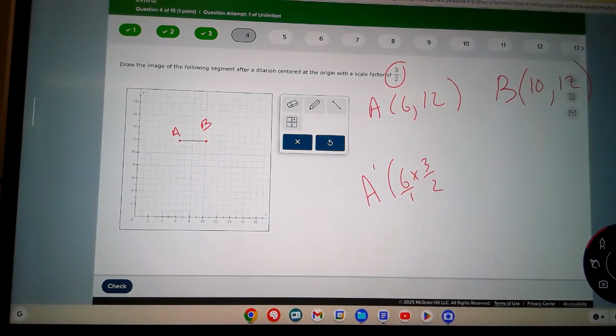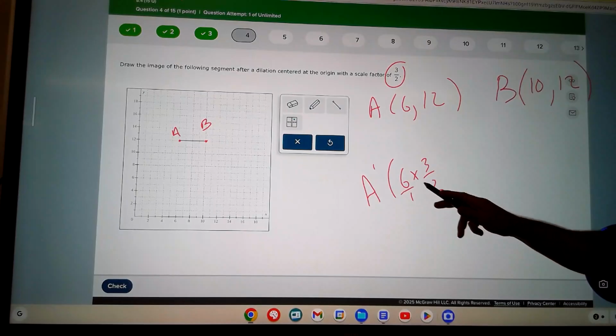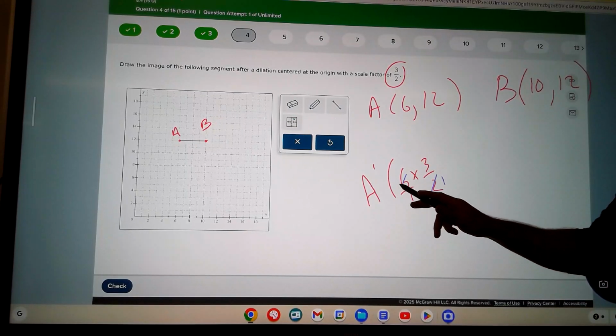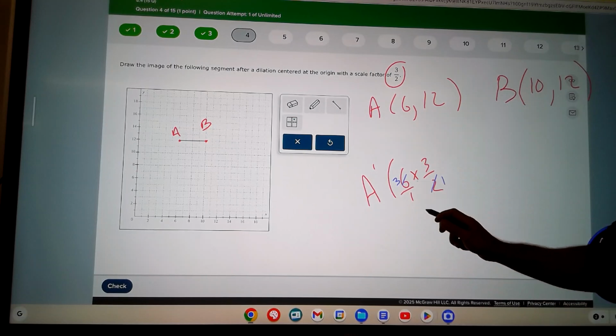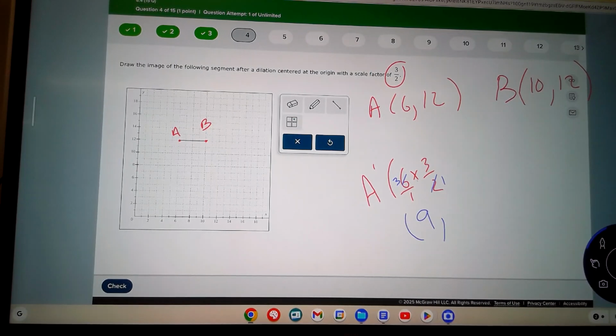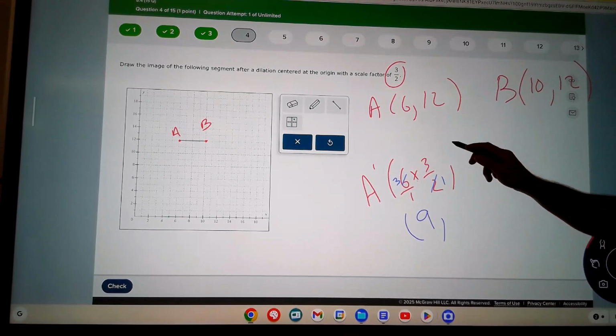Now, think about when we did fractions. Before I multiply across, let's look diagonally. 2 goes into 2 once, 2 goes into 6 3 times. 3 times 3 is 9, 9 over 1, so I know 9 is the first one. Same thing here, I'm going to do the same with the 12.